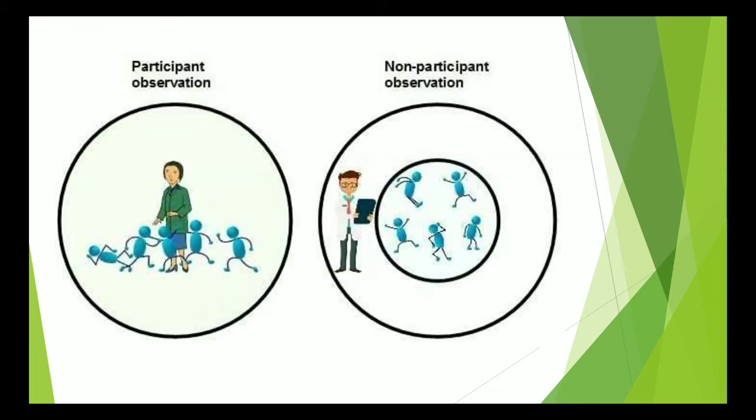Over here they have given a difference between participant observation and non-participant observation. In participant observation, the researcher is a part of the activity taking place. Non-participant observation is similar to naturalistic observation, where the researcher does not become a part of the activity. He observes from a far distance. So here you can clearly see the difference between participant and non-participant or naturalistic observation.